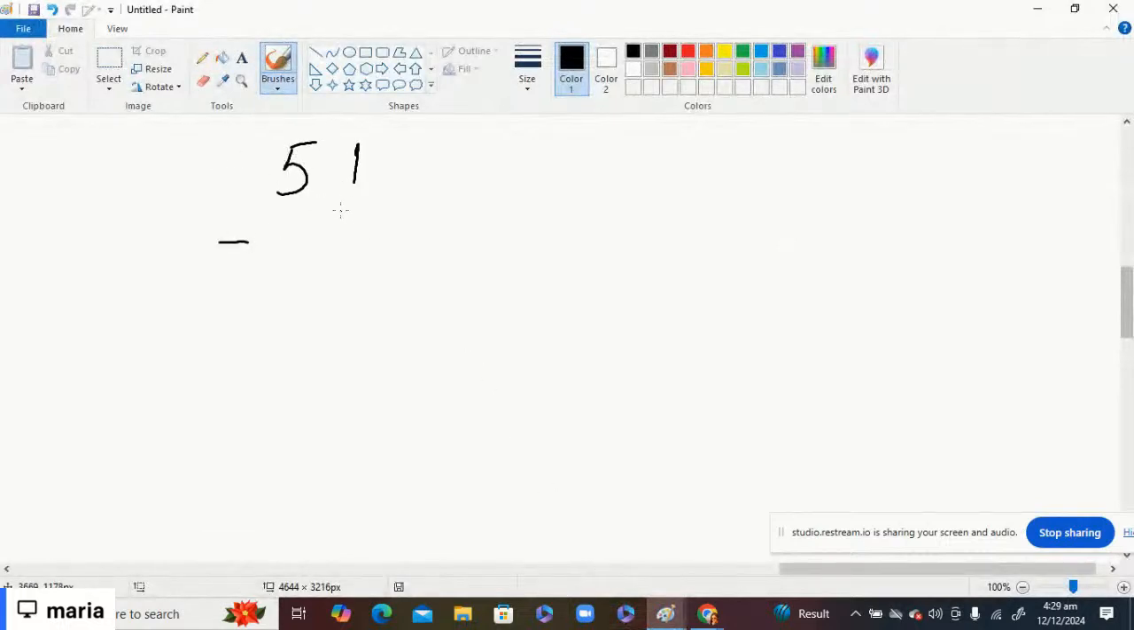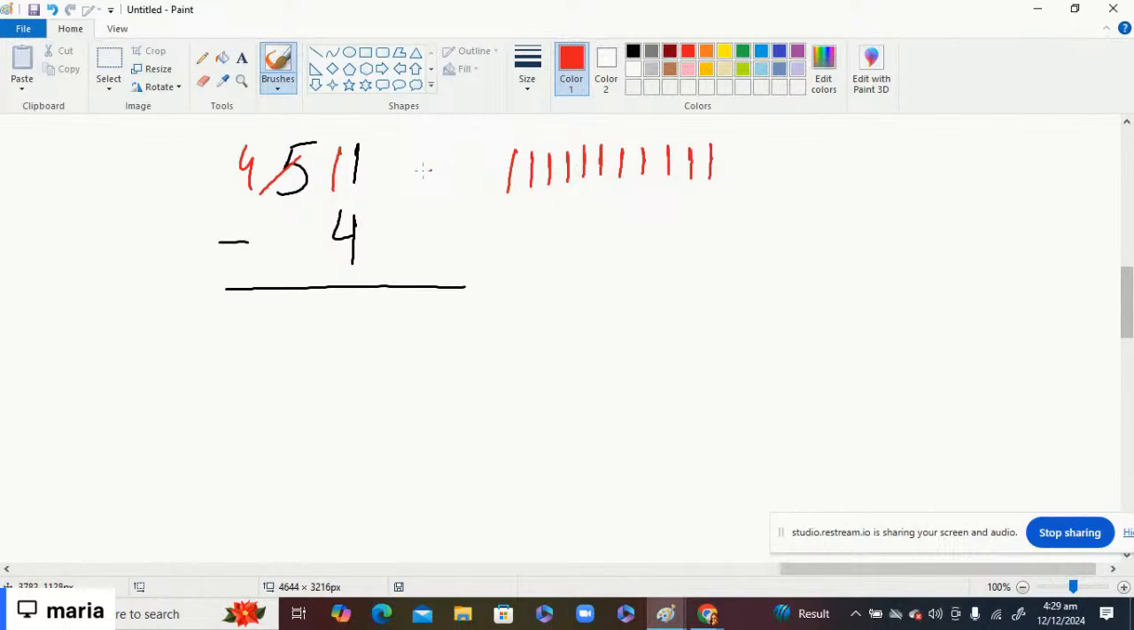51 minus 4. 1 out of 4 is possible? No. So what do we do? We are just going to take some borrow from the 5. This 5 becomes 4 and this 1 becomes 11. Now 11 minus 4. 1, 2, 3, 4, 5, 6, 7, 8, 9, 10, and 11.